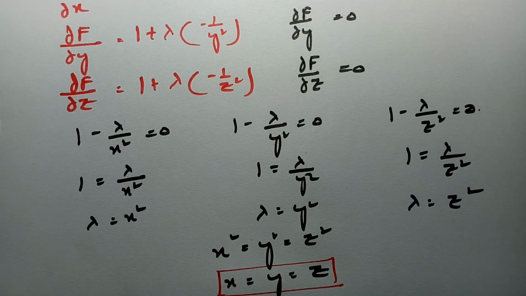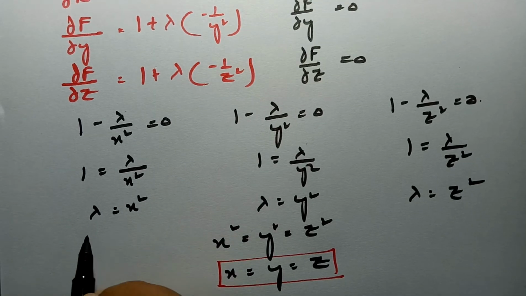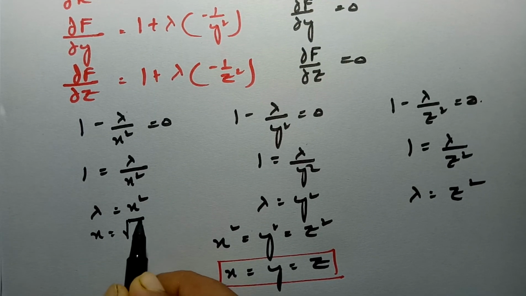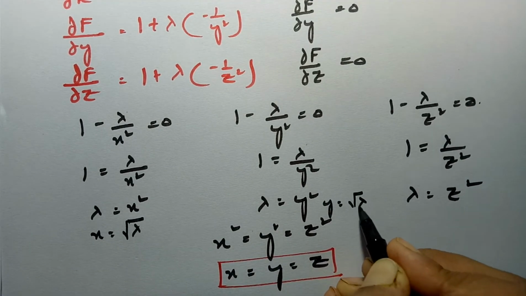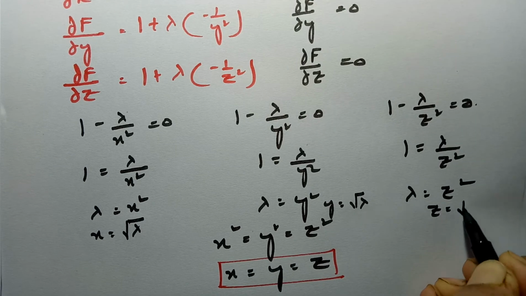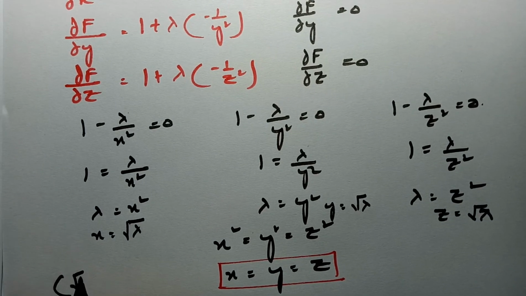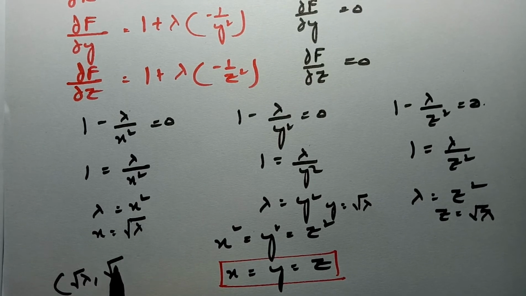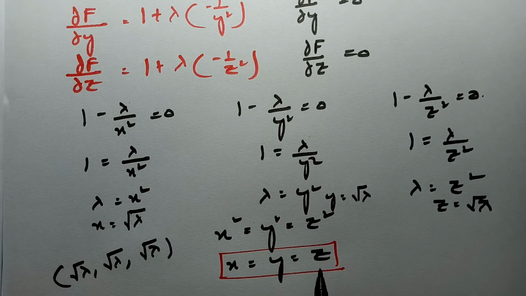I got the condition as x is equal to y is equal to z. So what do I have to do now? The x value is root lambda. From this, what is the value of x? So x is nothing but root lambda. Here y is root lambda and z is equal to root lambda. So I got the x value as root lambda, y value as root lambda and z value as root lambda. X is equal to y is equal to z.